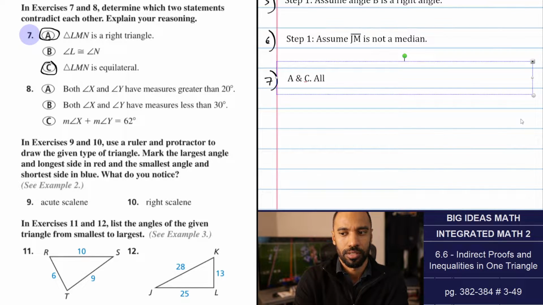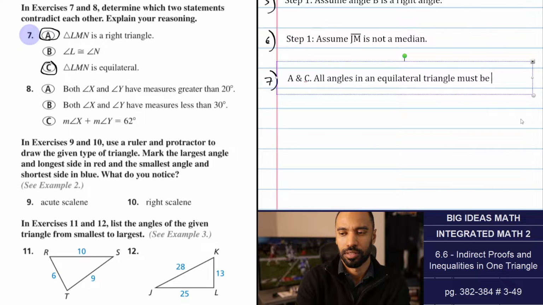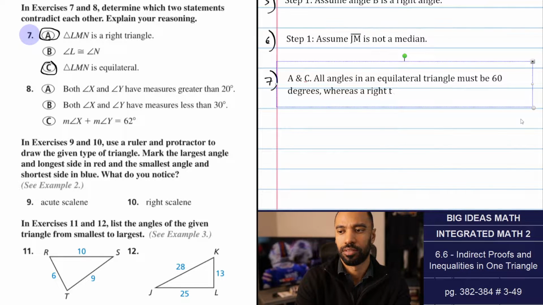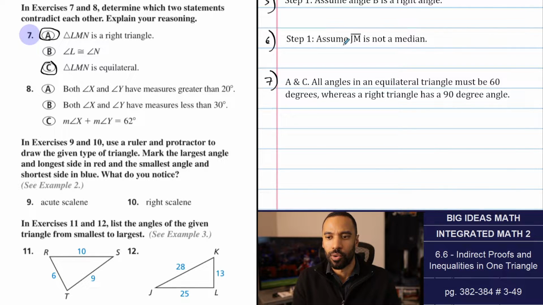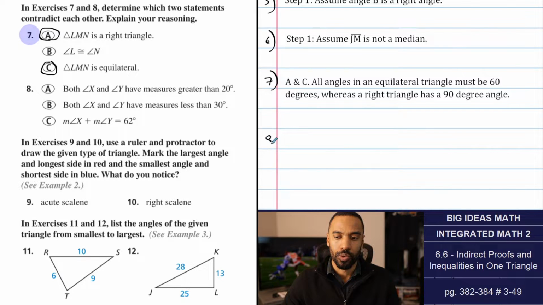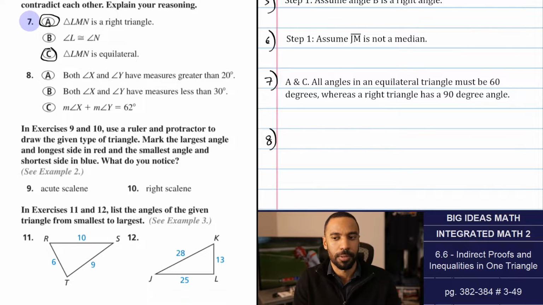All angles in an equilateral triangle must be 60 degrees, whereas a right triangle has a 90-degree angle. That's it. I don't think we have to explain why the other one works, even though I did to you that you could have a right triangle with congruent angles. They never mentioned that L or N has to be the congruent angles there.